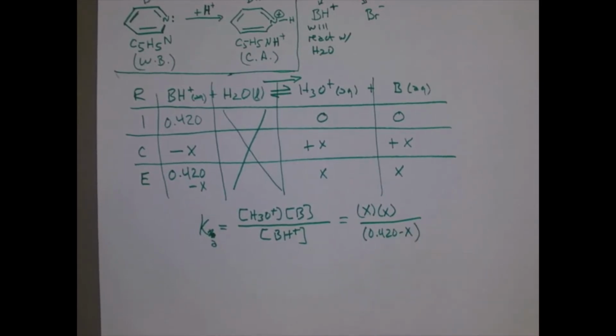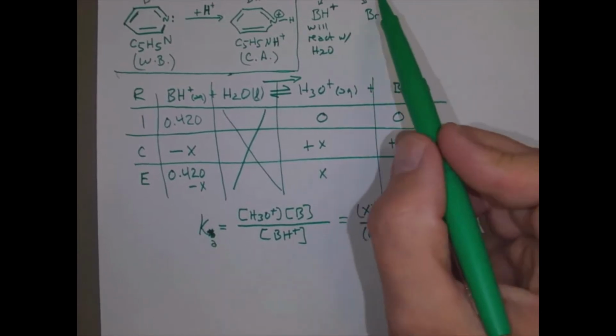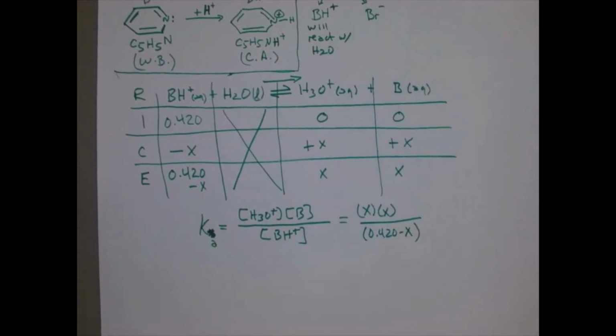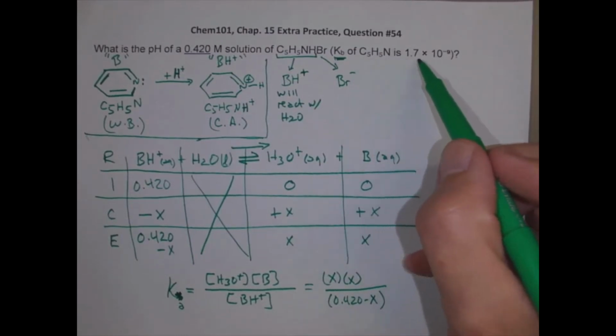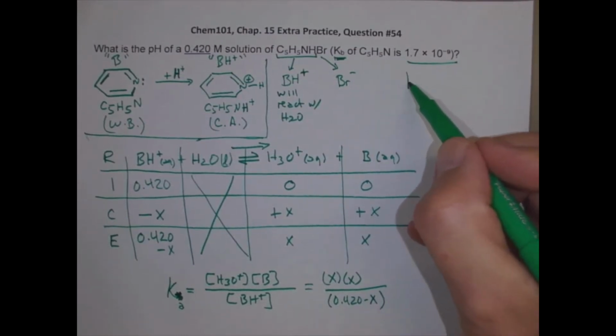minus x. Now I'm glad I made that mistake actually in the beginning, because this is an ionization constant for an acid. But I'm not given an ionization constant for an acid. I'm given what the ionization constant is for the base. The Kb is 1.7 times 10 to the minus 9. So I need to use that to calculate the Ka.